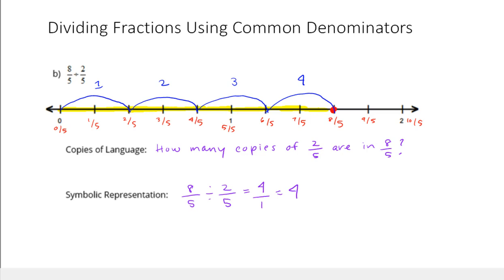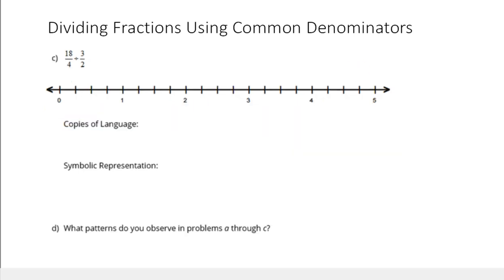Let's look at the next one. This next one's a little bit different because the denominators aren't exactly the same. We have 18/4 and 3/2, so they're different. Now we're going to use the denominators given, but before we do that, let's just notice if we wrote 3/2 with a denominator of 4, that'd be multiplying the numerator and denominator by 2.